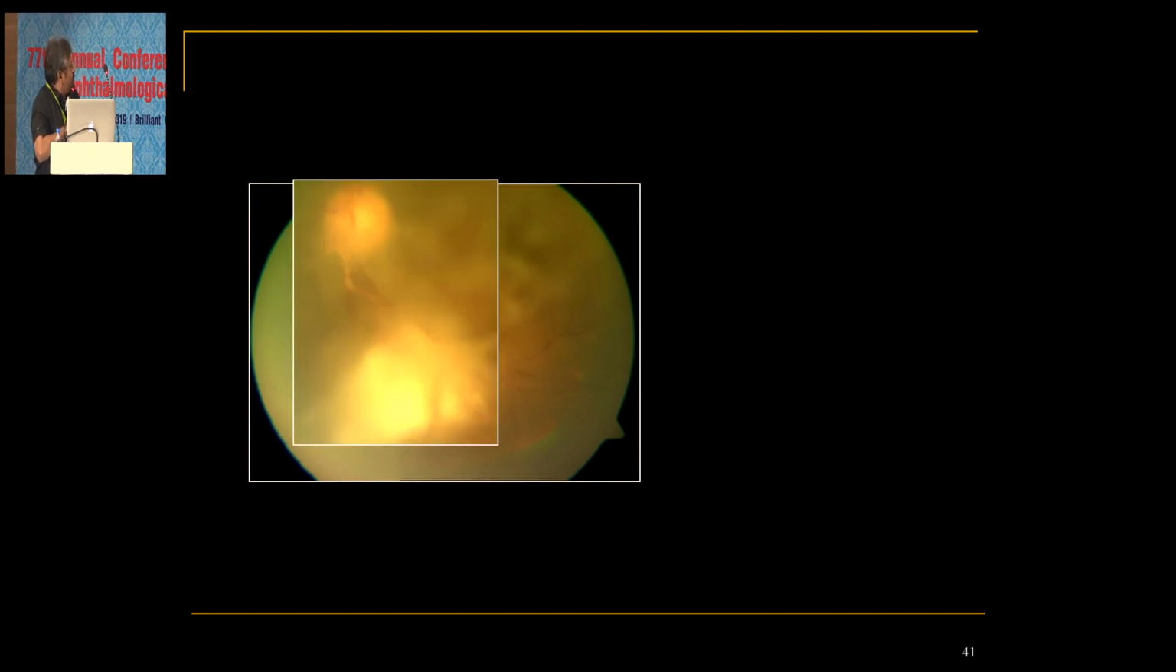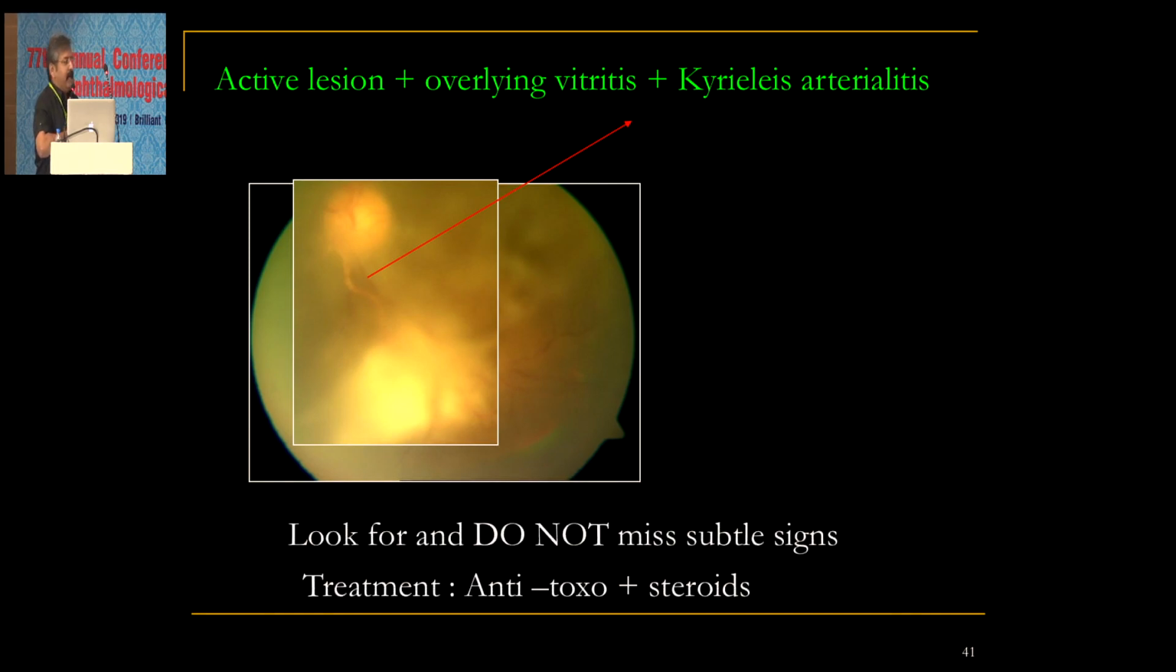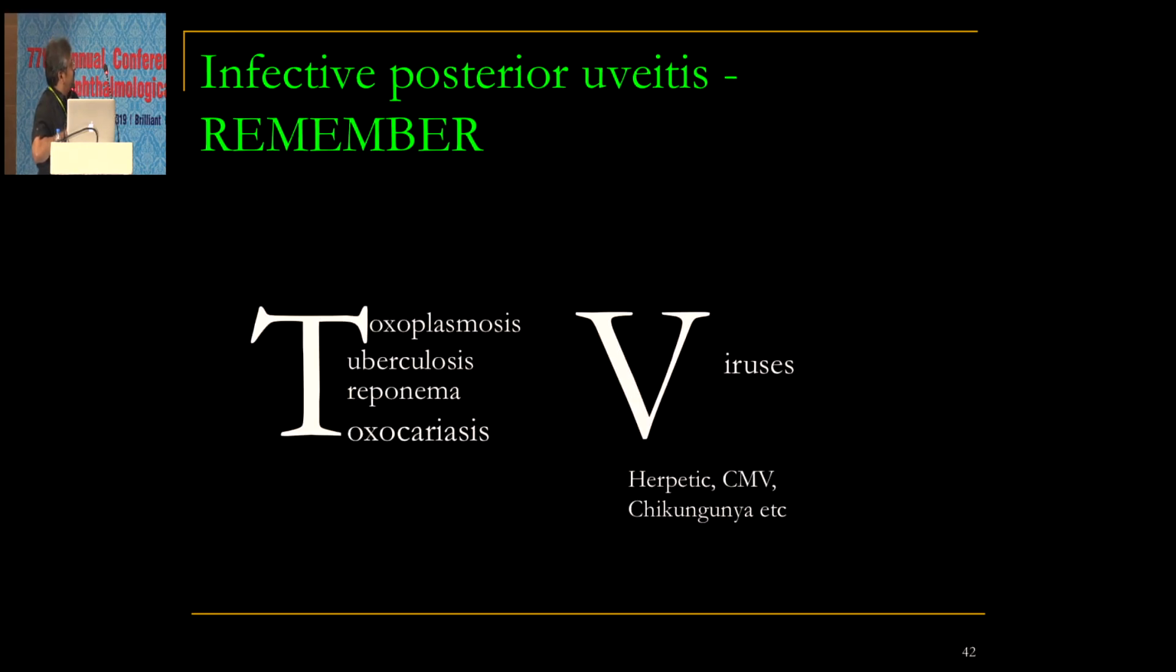Toxo is not always so straightforward. Sometimes you might get something like this. This is called Kyrieleis arteriolitis. If you have an active lesion with overlying vitritis and Kyrieleis arteriolitis, you lean towards toxo. In an atypical necrotizing retinitis, if you have a focal lesion with Kyrieleis arteriolitis and vitritis, do not miss these signs. So infective posterior uveitis includes toxo, tuberculosis, treponemal disease, toxocariasis, and the viruses.